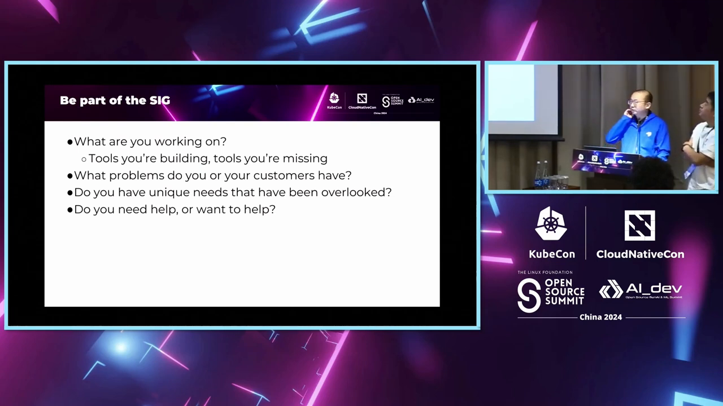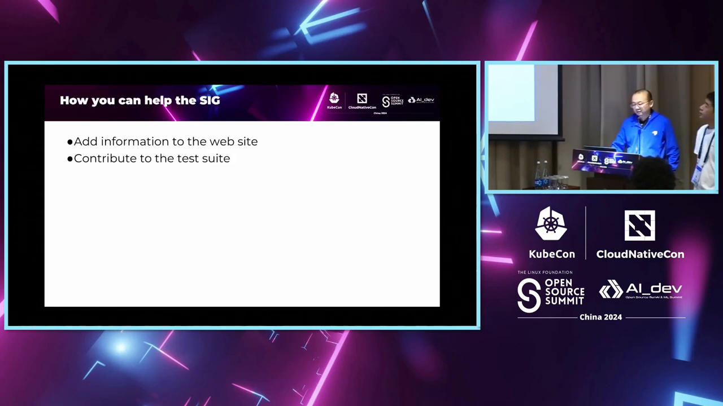I think we want the members and other developers to help us. As you have known, we are working on tools to manage multi-cluster. We want to build some basic concepts that could be integrated with third parties. So we want to get more input on what use cases you have met in the multi-cluster context, and what problems you or your customers have in your environment, especially in multi-cluster environments. Anything you need help with, any unique needs.